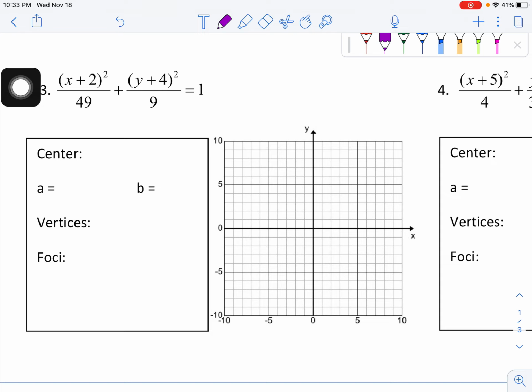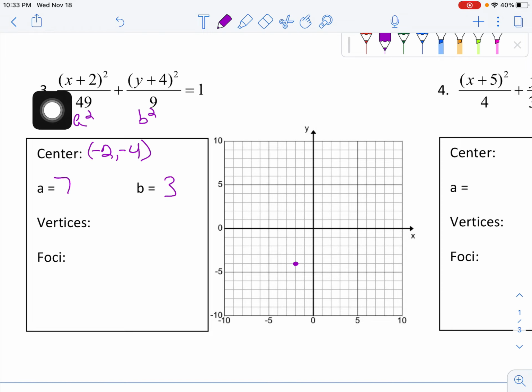All right, let's find a center. Center here is going to be -2 and -4. Okay, we've got a squared here and b squared there. So my a value is 7, my b value is 3. Let's go ahead and graph this. So -2, -4.